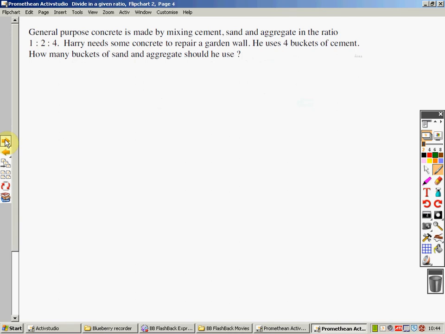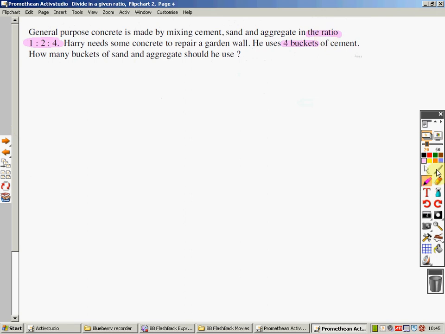I'm going to do this question for you because it's a slightly different type. Still read it. General purpose concrete is made by mixing cement, sand and aggregate in the ratio 1 to 2 to 4. So straight away I'm thinking that's one of my dividing in a given ratio questions. Harry needs some concrete to repair a garden wall. He uses 4 buckets of cement. How many buckets of sand and aggregate should he use?